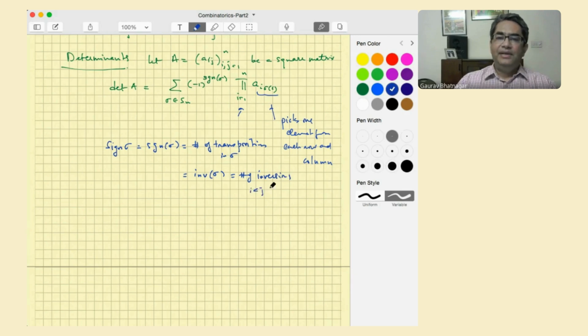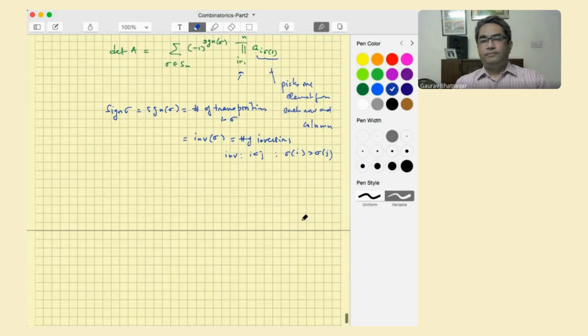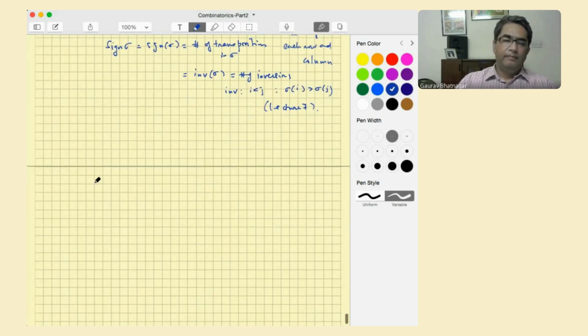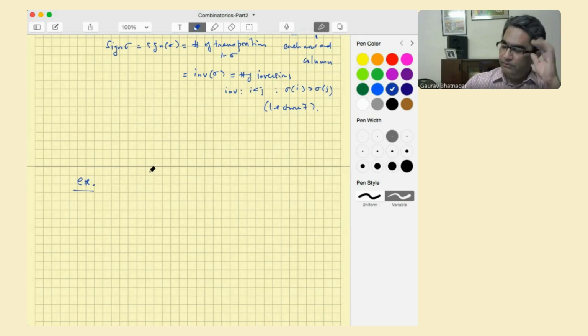If i is less than j, then sigma i is bigger than sigma j. This is an inversion. So the total number of these. This was in lecture 7. So let's just do one example to remind you what all this is. Even though I've done these things, it's always good for me to work out one example, especially after doing it some months ago.